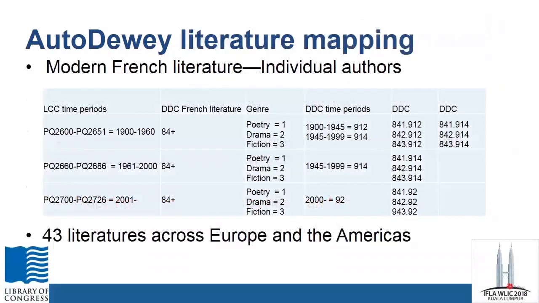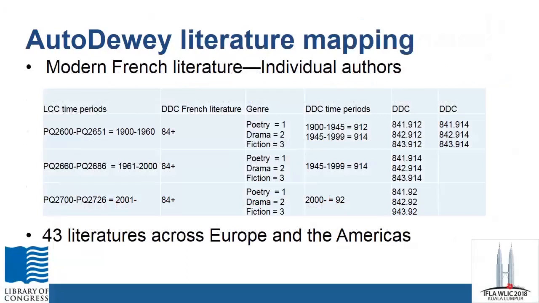So the way it works is the LC time periods are set out, so PQ 2600 to PQ 2651 is for the time period of French literature between 1900 and 1960. The DDC French literature number is 84. If it's poetry, drama, or fiction, a 1, a 2, or a 3 is added to the number. Then, since it's 1900 to 1960, in DDC your choices are 1900 to 1945 or 1945 to 1999. Sometimes there's a 1-to-1 mapping. Sometimes there's a 1-to-2, depending on how the DDC divides the time.